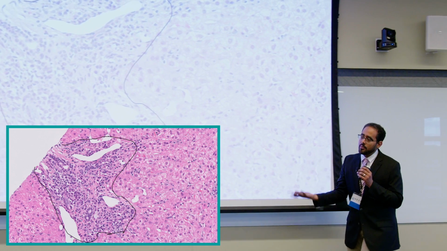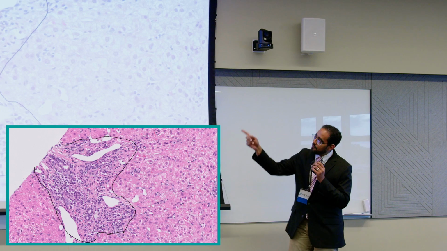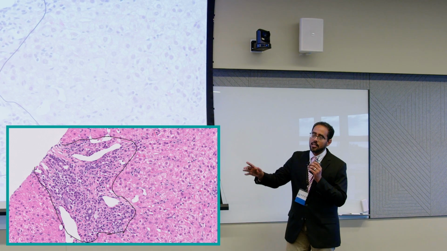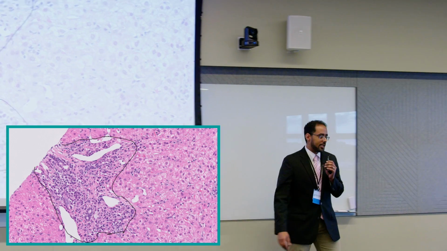This one will be minimal interface activity because the cells are located only in the portal tract. They did not leak out and did not damage the liver cells.